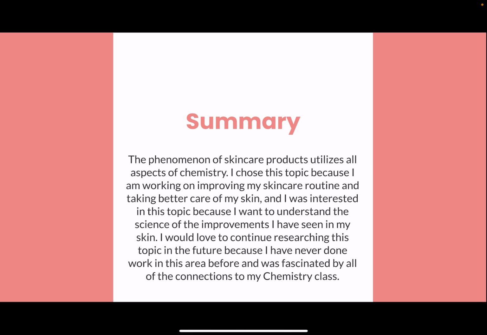The phenomenon of skincare products utilizes all aspects of chemistry. I chose this topic because I am working on improving my skincare routine and taking better care of my skin, and I was interested in this topic because I want to understand the science of the improvements I have seen in my skin. I would love to continue researching this topic in the future because I have never done work in this area before and was fascinated by all of the connections to my chemistry class.